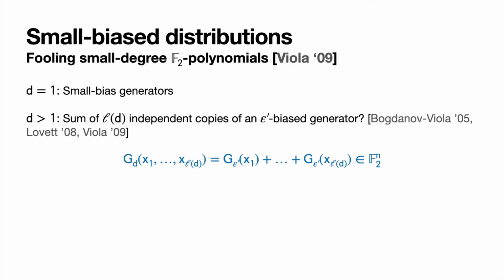This is due to Bogdanov and Viola. The idea is very natural. Well, we know that for d equals 1, we have small bias generators. What about larger d's? Well, let's take some number of independent copies of, say, an epsilon prime bias generator. Okay, so this is the construction. We have l of d independent seeds, and we just sum them together over F2.